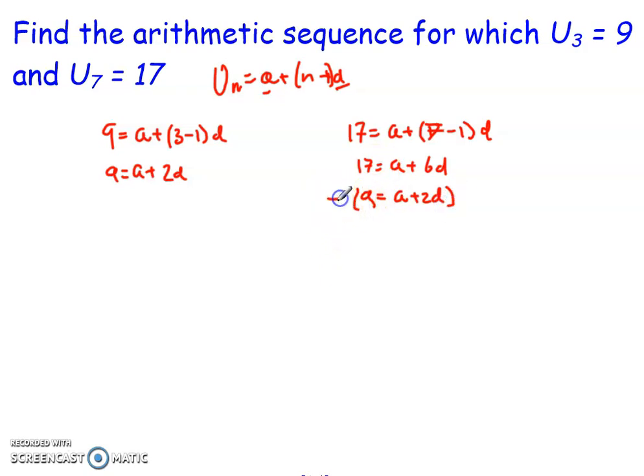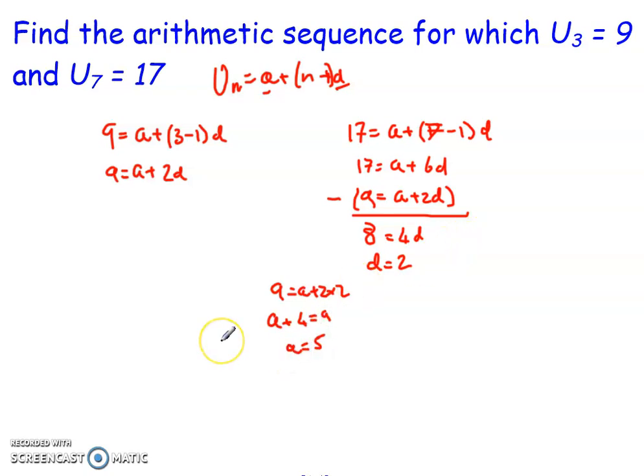Treat it like a column sum, take them away. 17 take away 9 gives me 8. I've got a take away a, which is nothing. 6d take away 2d gives me 4d. So 8 equals 4d, and I know that d is equal to 2. If I take that and substitute it back into one of these two, I can determine the value for a. So let's look at this. I've got 9 equals a plus 2 times 2. So a plus 4 is 9. a is equal to 5.